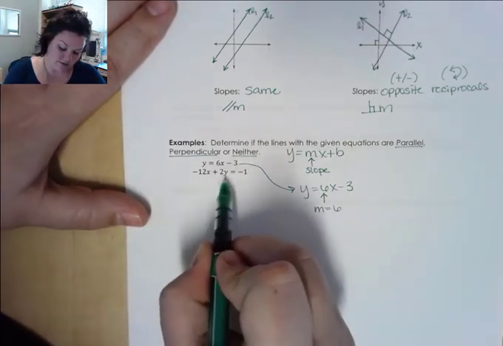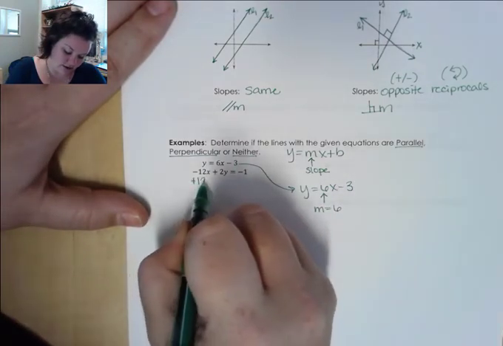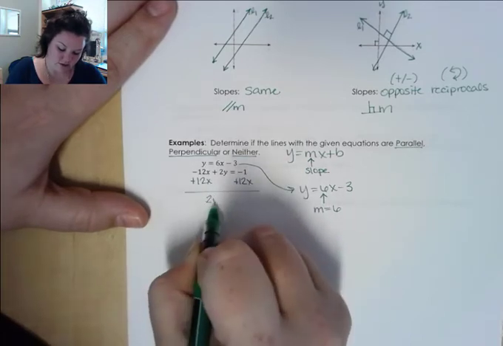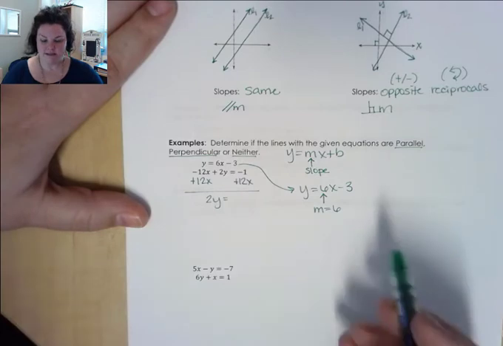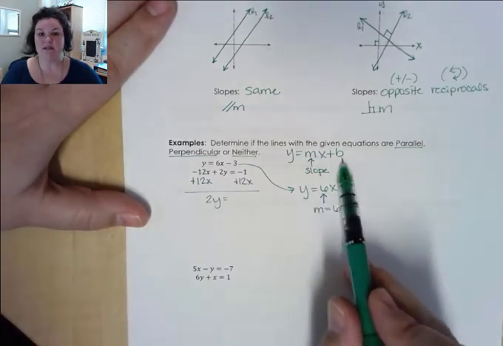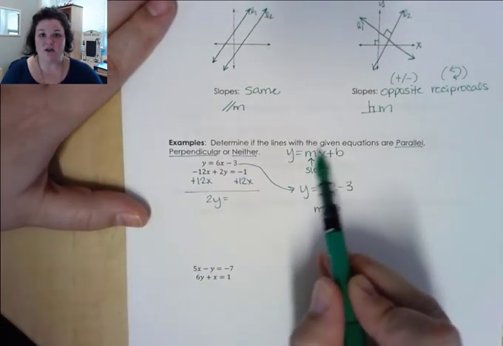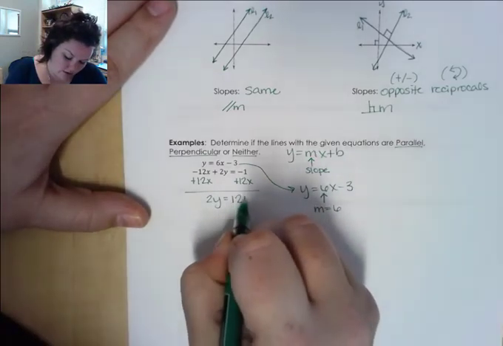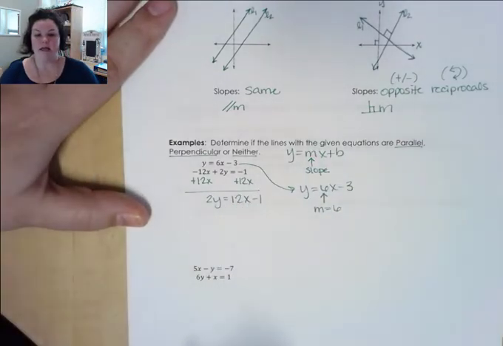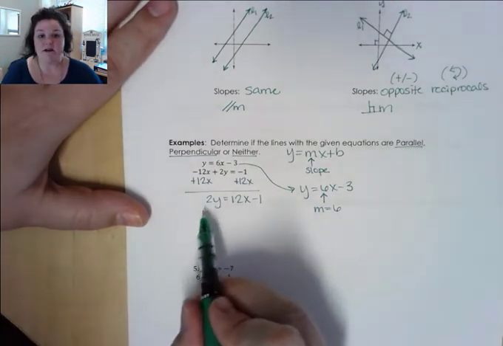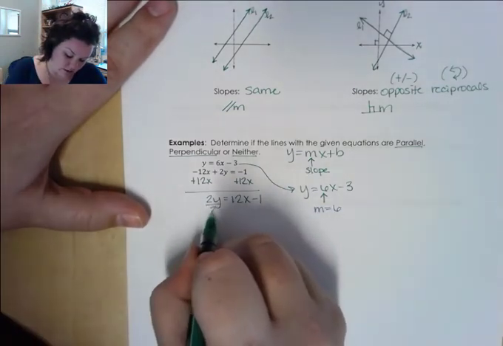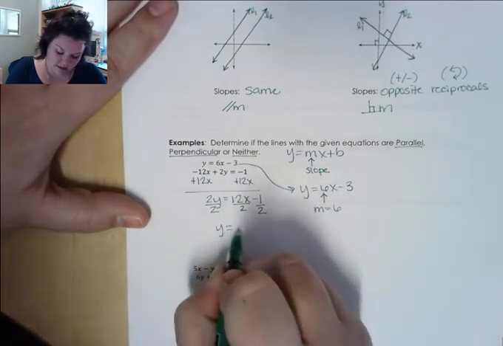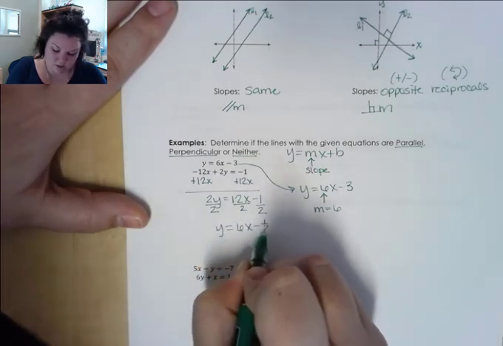So if I want to solve this for y, the first thing I'm going to do is add my 12x over to the other side. So that gives me 2y is equal to, now since I want it written in y equals mx plus b, I want to make sure my x term comes next, right? 12x minus 1. And then to get y completely by itself, I just divide off the 2. I'm going to divide it off each term. So I end up with y is equal to 6x minus 1/2.